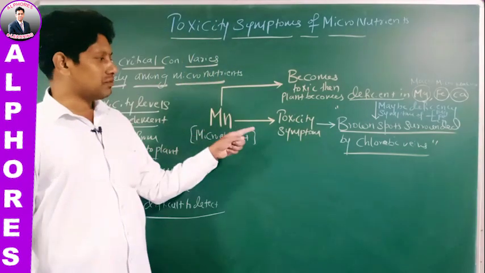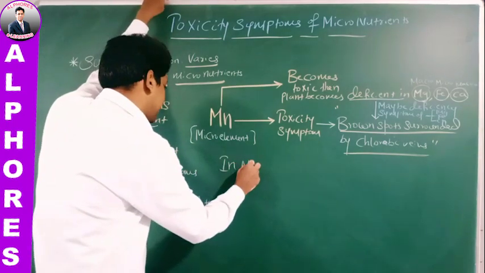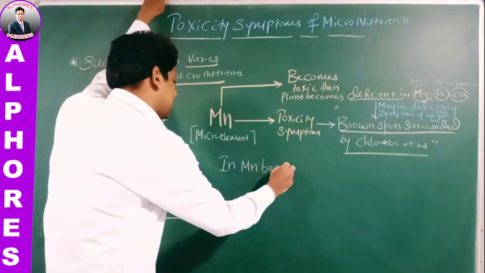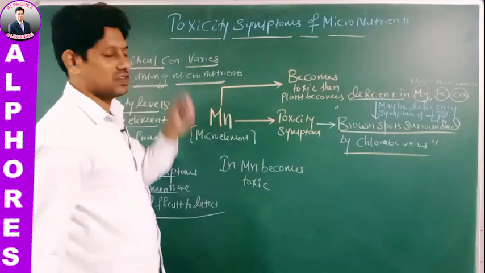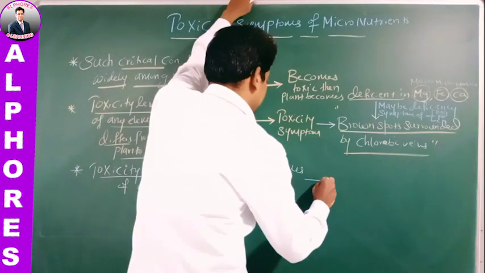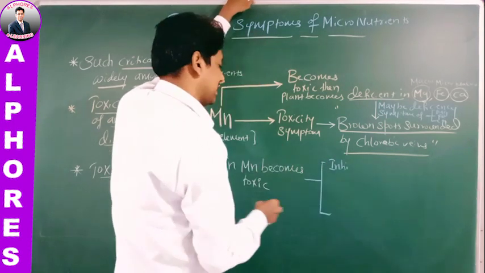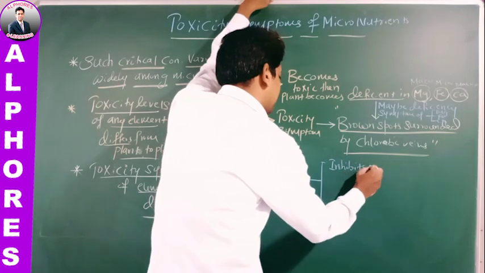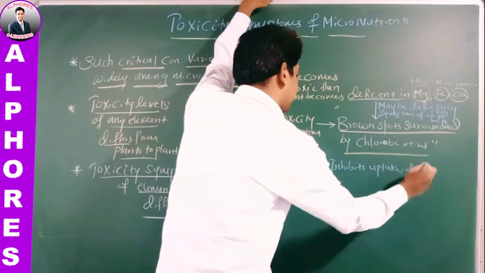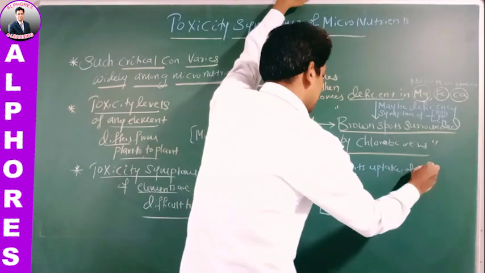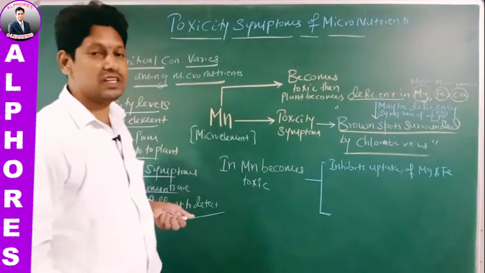If manganese becomes toxic, what happens? Number 1, it inhibits the uptake of what and what, sir? Uptake of magnesium and iron. Inhibits uptake of magnesium and iron.